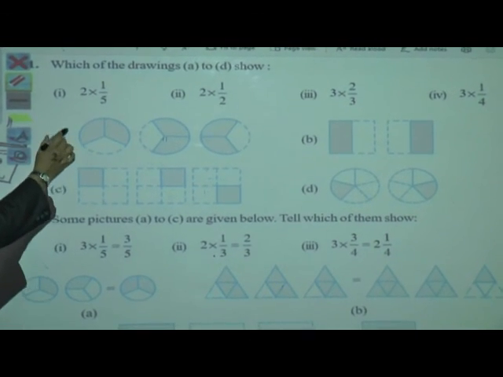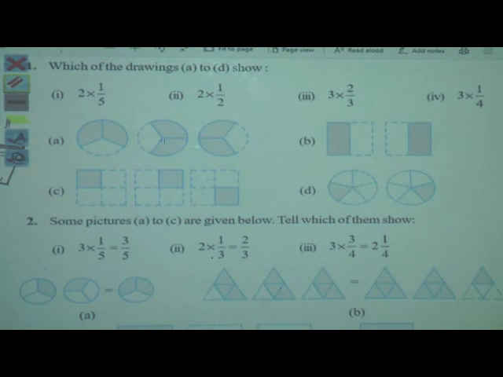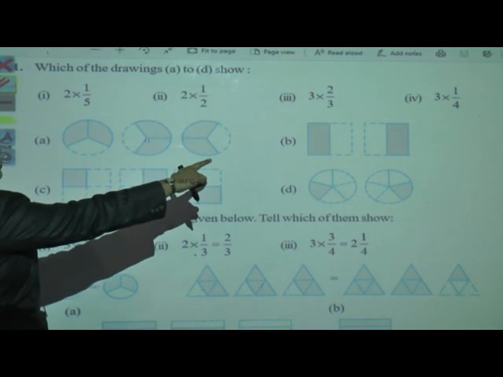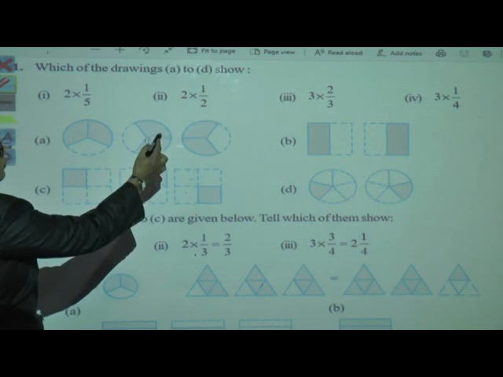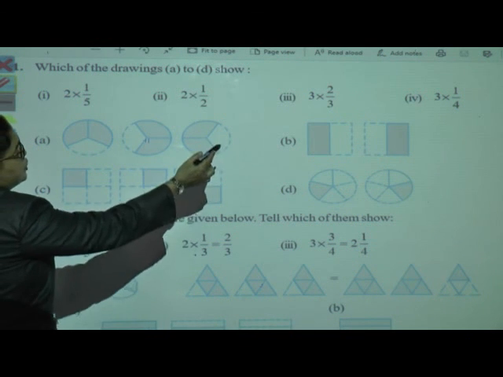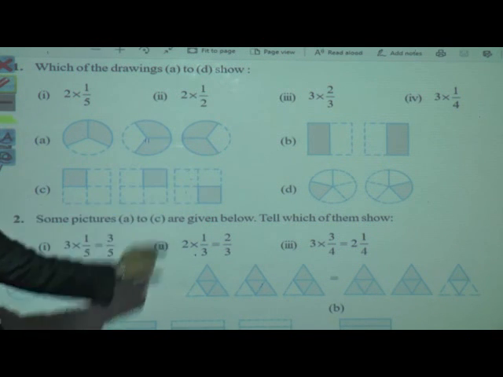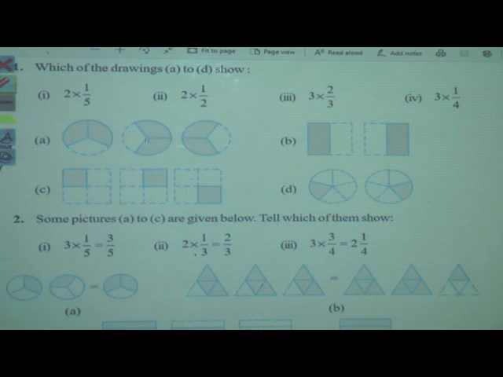Next is 2 multiplied by 1/2. Again we have to find where the 2 wholes are. We have 2 wholes in the B section, which is 1 upon 2, that is half, shaded. Yes, it is shaded as 1 upon 2, which means half is shaded. So the second will be matched to B1.